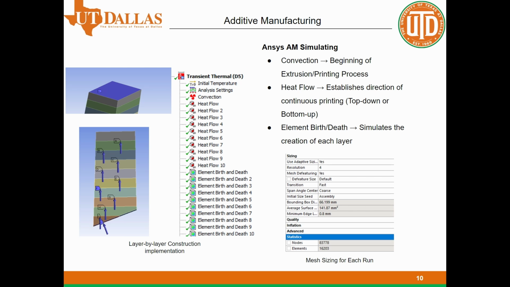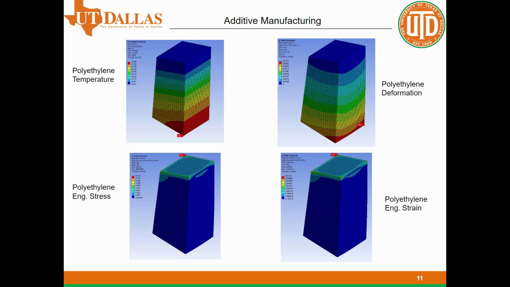The additive manufacturing process is simulated on ANSYS using the transient thermal tool. This process would be standard for parts manufactured through fused deposition modeling. A convection condition is used to simulate the heat bed, and a heat flow condition is used to show the direction that this convection travels through each layer construction. The element birth and death tools are then used to indicate the start and finish of each layer construction, and the mesh we used is also listed here.